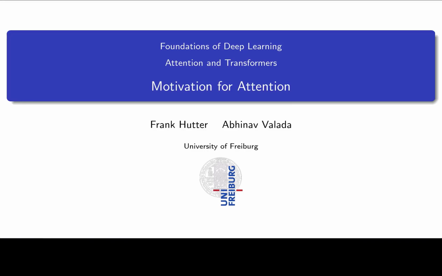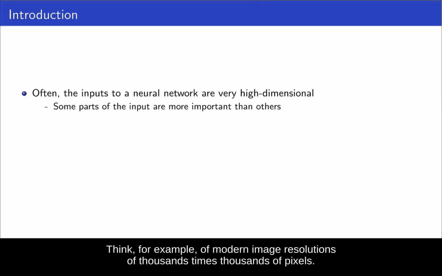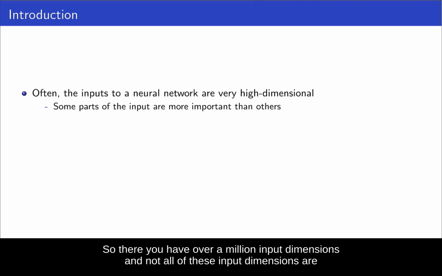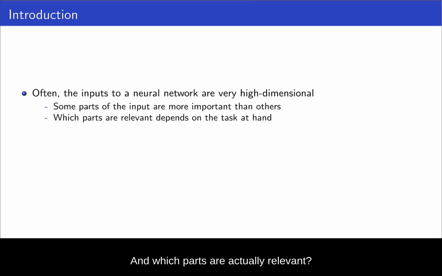Motivation for attention. In many applications, the inputs to a neural network are very high dimensional. Think, for example, of modern image resolutions of thousands times thousands of pixels. So there you have over 1 million input dimensions, and not all of these input dimensions are equally important for classifying some characteristic of the input. And which parts are actually relevant? Well, that depends on the task at hand that you're solving.